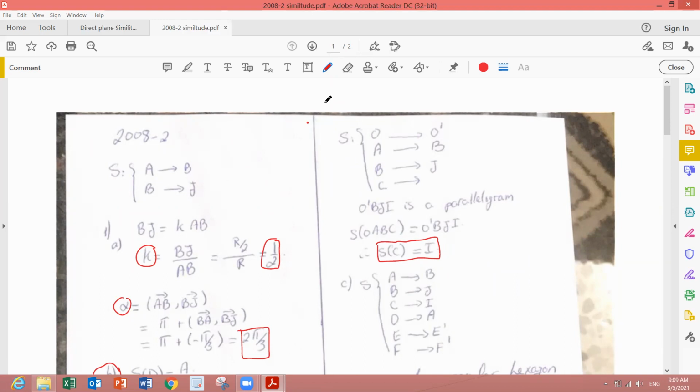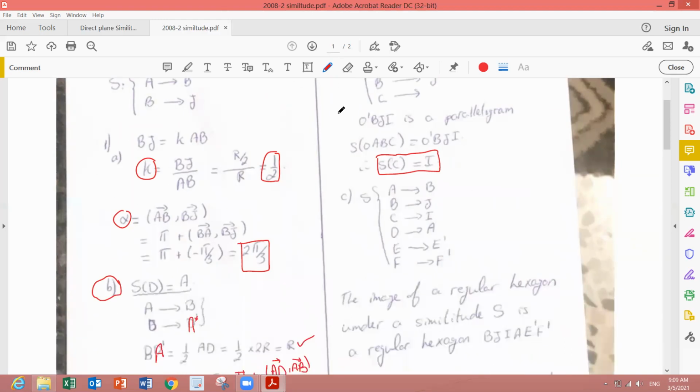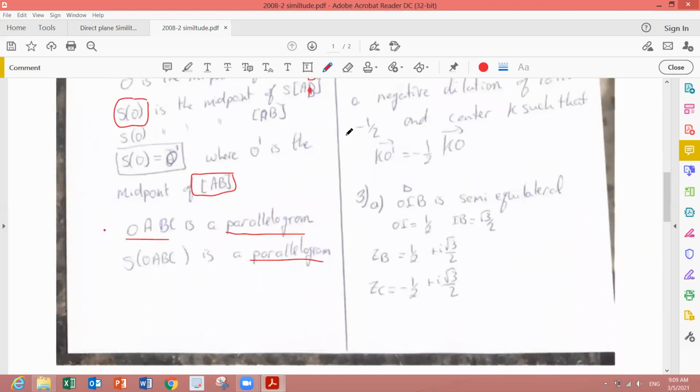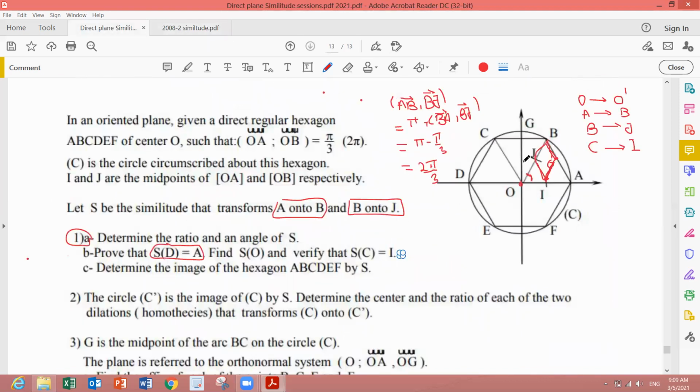What did we write? OABC is a parallelogram and S of OABC is a parallelogram. Professor, can I see the figure again? Where is O prime? O prime is the midpoint of AB. Done.